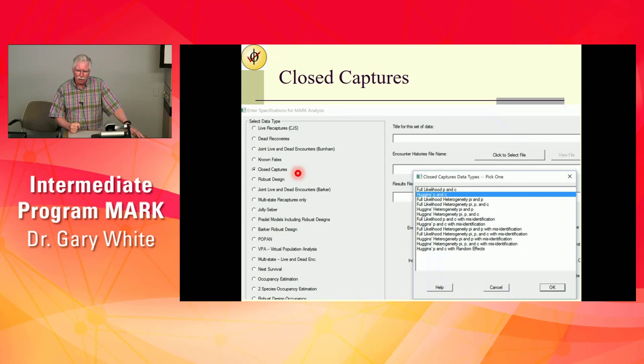Well, I put all these models in MARK with this misidentification, but I'm going to tell you, don't use them. They don't work all that well, number one. Number two, if you think that you've got a misidentification problem, you've got to go back to square one and get your genetics done right.